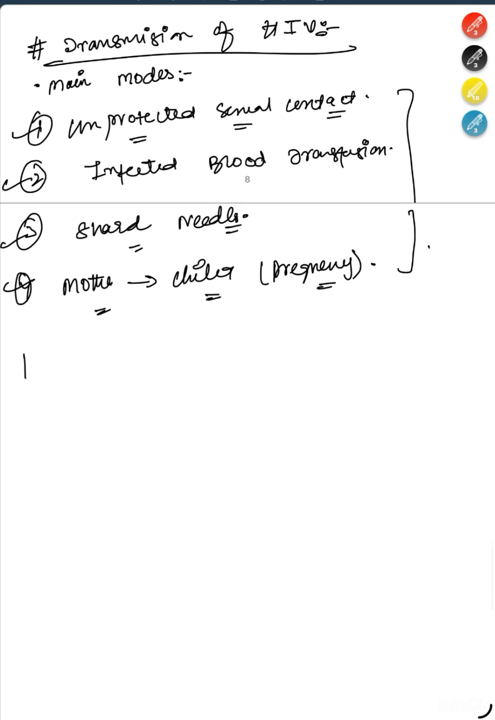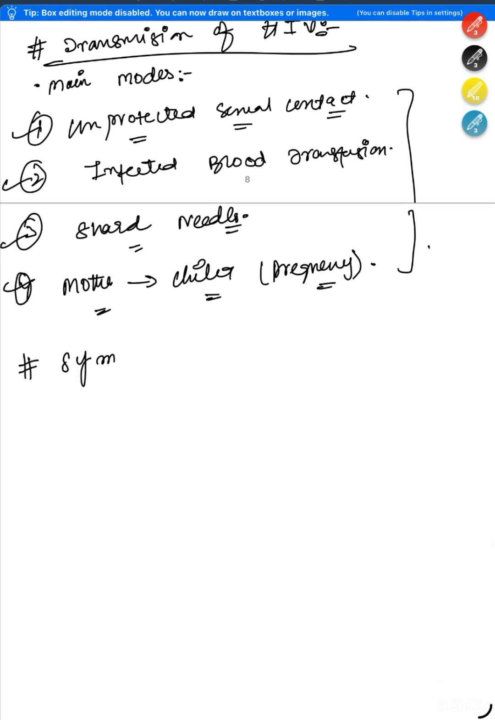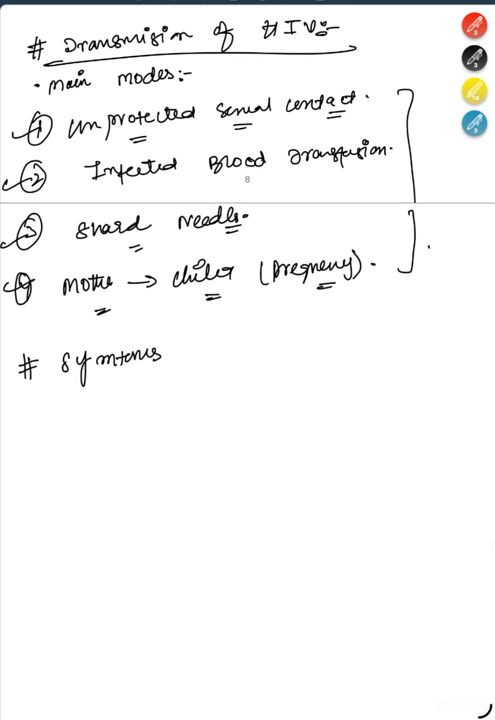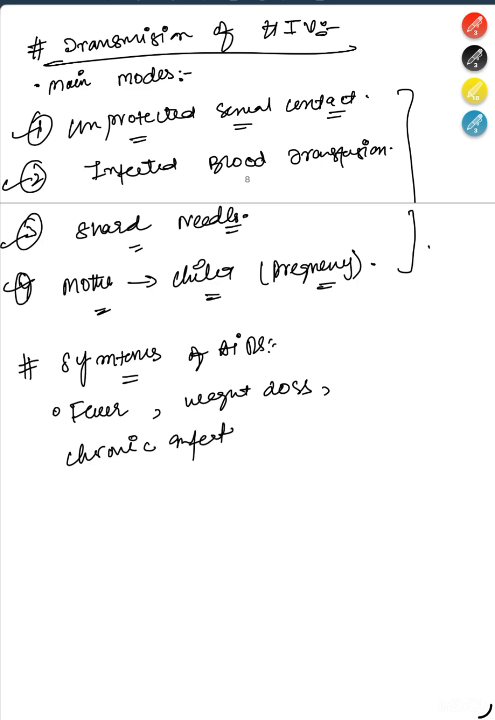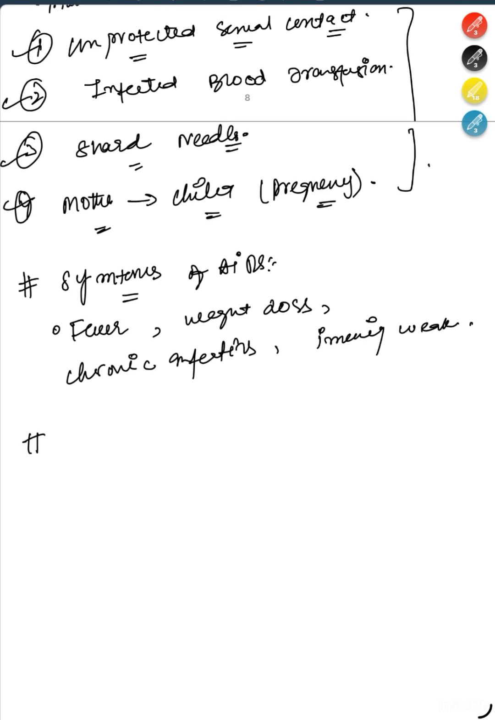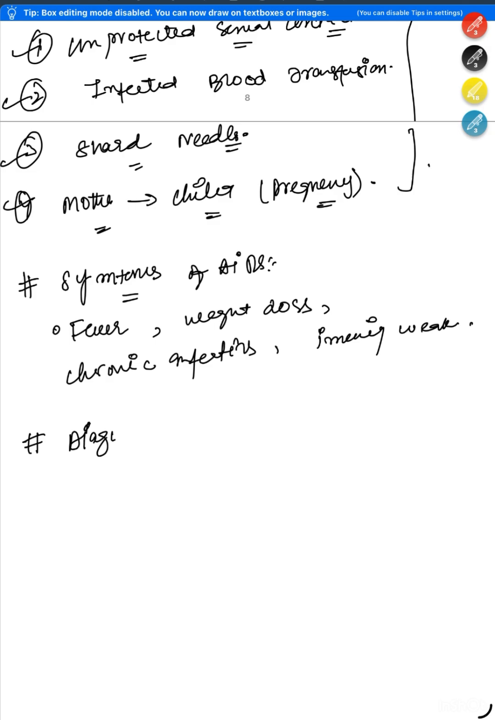Fine. Now if we look at the symptoms of AIDS: if a person is infected by HIV, now AIDS disease will develop in them. What are now the symptoms of this AIDS? Fine. What will happen? Fever will come. The patient will suffer with fever. There will be weight loss. Chronic infections will come because the body is no longer able to fight the diseases or infections. Chronic infections will occur and immunity will weaken.